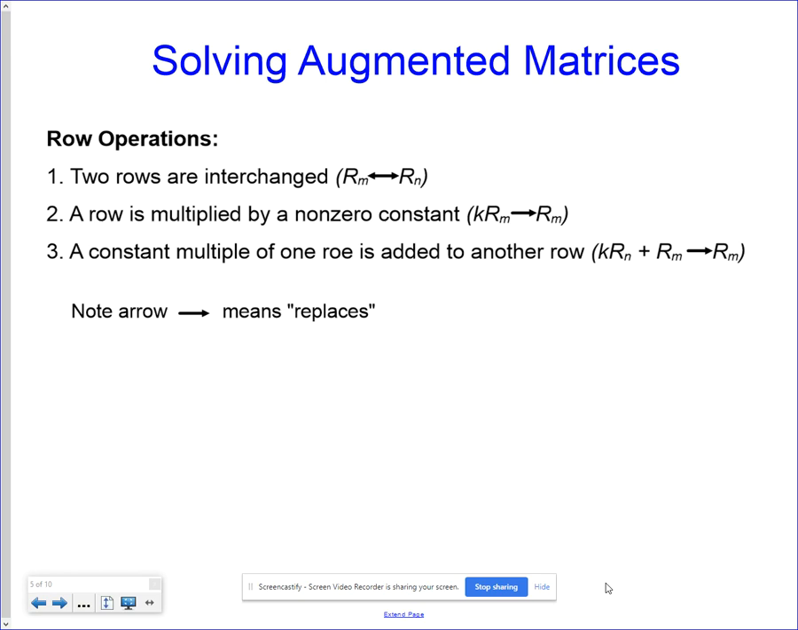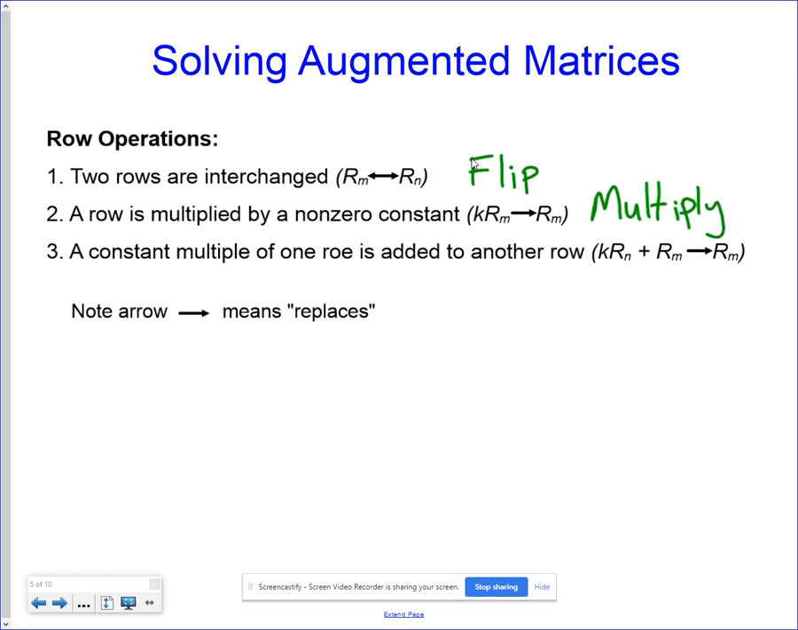It says two rows are interchanged, and it says row M, and then it has a double arrow with row N. Basically, what you can do is flip any two rows. So row operation 1 is just saying you can flip any two rows. Row operation 2 says a row is multiplied by a non-zero constant number. So basically you can multiply any row by any number. So we can flip, we can multiply.